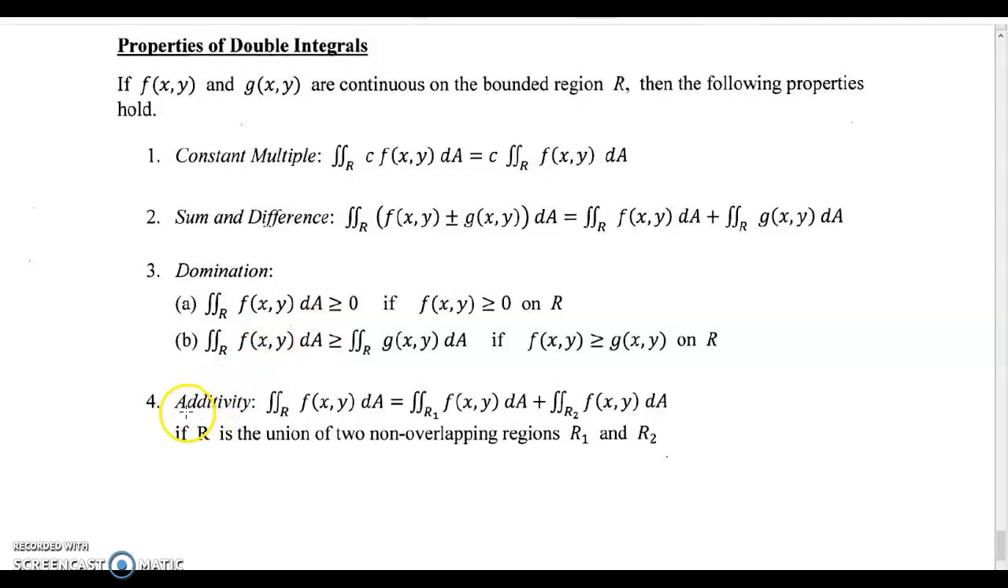And then additivity, of course, if I break up a region into two separate regions, I can integrate over those two separate regions and add the results together. Okay, R here would be the union of two non-overlapping regions. These cannot overlap, of course, because they have to comprise the entire region R, not more of it, or counting things in it twice, etc.